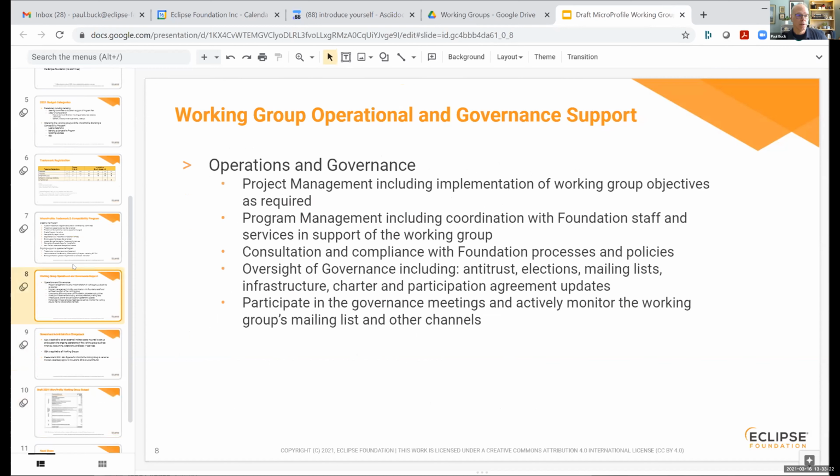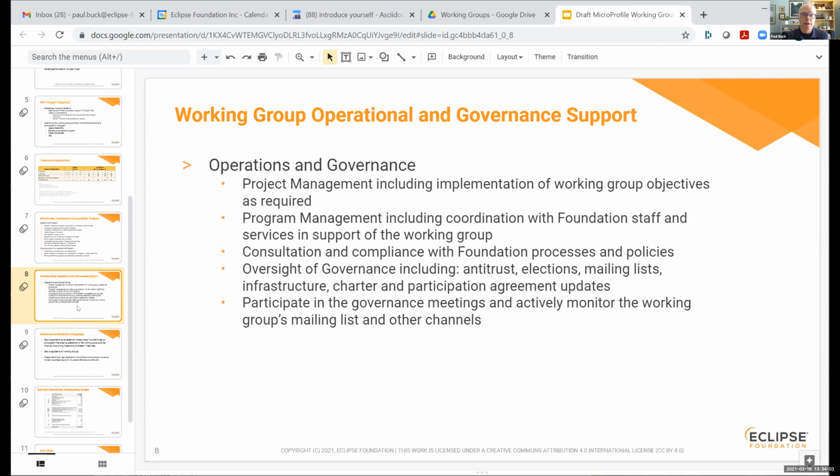Okay, so working group and operational support is something that we call out here. There is no community manager for MicroProfile, so there's work that gets done by the foundation to support the working group in the area of program and project management for items in the budget that require the foundation to go off and do any procurement and implementation of items that are identified that require us to work on behalf of the working group.